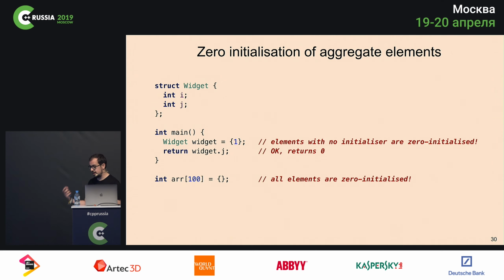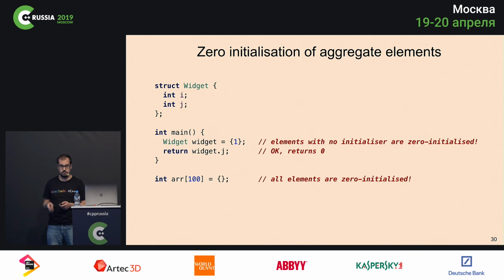It also works with arrays. So if you just give it brace, brace, it's just going to zero initialize all 100 elements. So that's a very useful way of just zeroing out a chunk of memory. So we have the zero initialization if you omit something from the end.